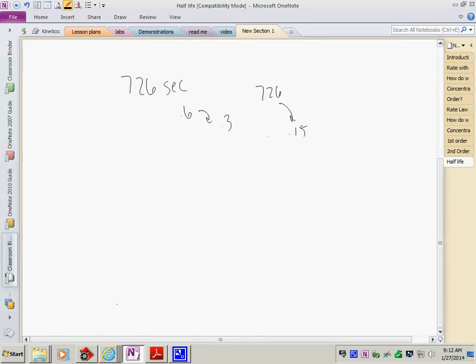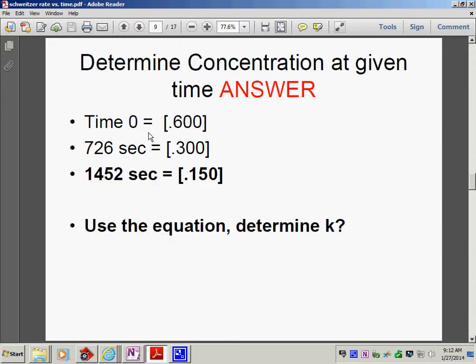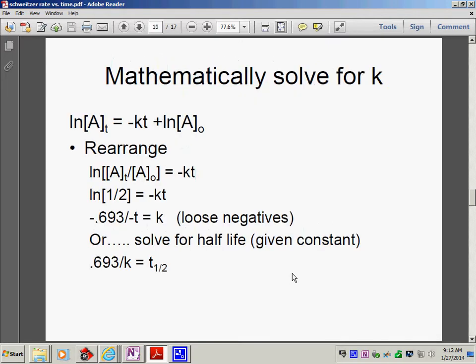All right. So what is its order? It's first order. What is the half-life? Well, it's 726 seconds. Can you solve this problem with only half-lives? Okay. Let's look at the math on this here. So it says times 0, 726, and there it is, so 0.15. Use the equation to determine K. It's first order. So what is my K for this chemical reaction? Because it's first order, I can use this equation.